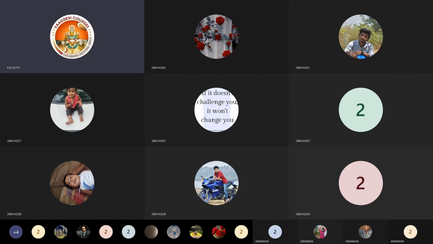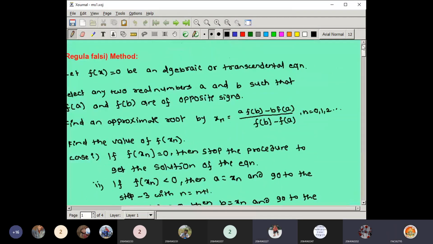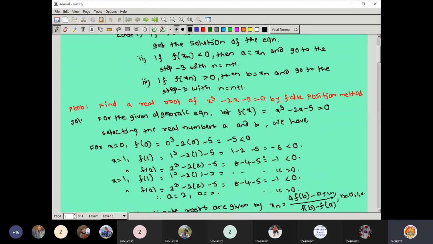Right. So is it clear now? Yes, sir. Visible. Now you find out the values. You can calculate, no problem.